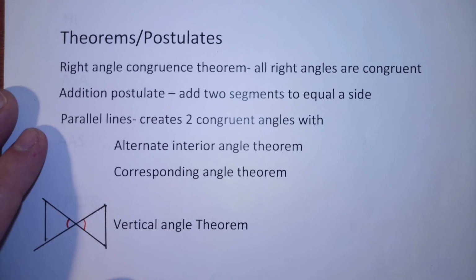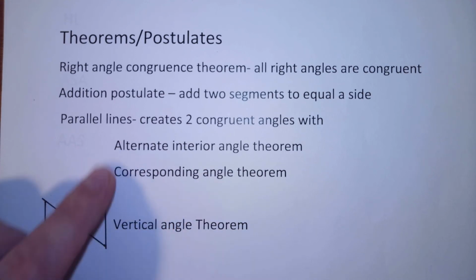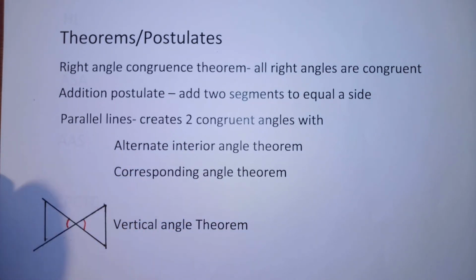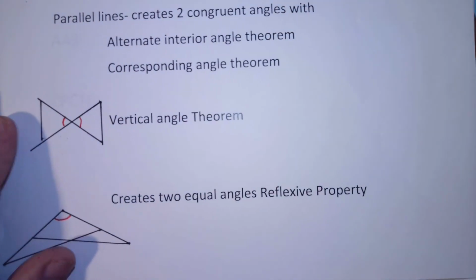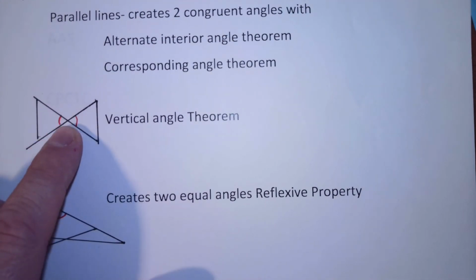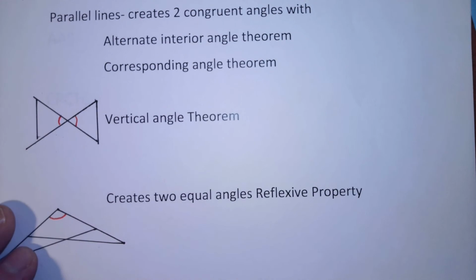Parallel lines create two congruent angles. With alternate interior angle theorem or corresponding angle theorem, that's usually what you use. Alternate is most common. Sometimes corresponding works when it's kind of a side-by-side triangle. Okay, vertical angle theorem we use a lot. Basically if you see something like that, you've got that little X in the middle, you're going to use the vertical angle theorem to prove those two angles congruent.